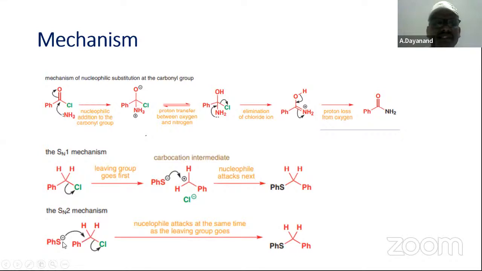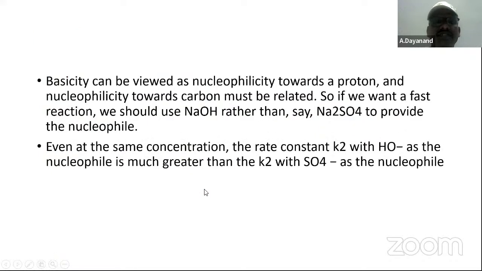PhS minus is going to attack this one, and chloride is removed, and it forms a tetrahedral compound. Therefore, it is a concerted reaction. There is no involvement of any cation. Therefore, this is nothing but the SN2 reaction.